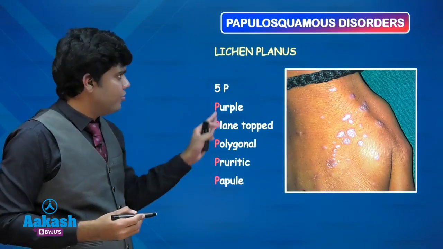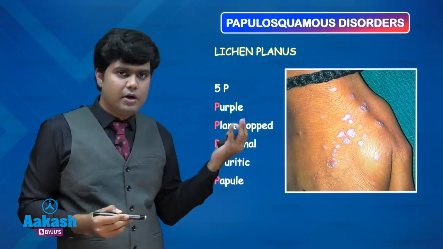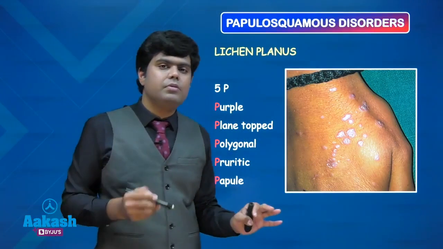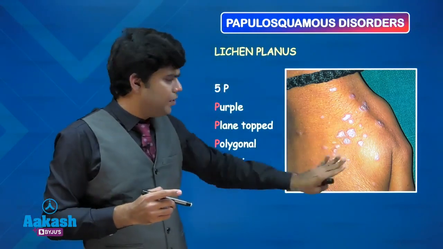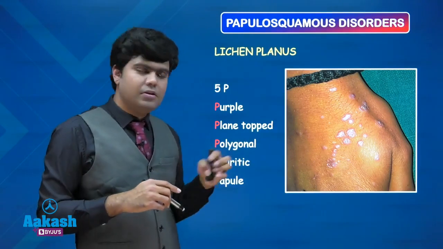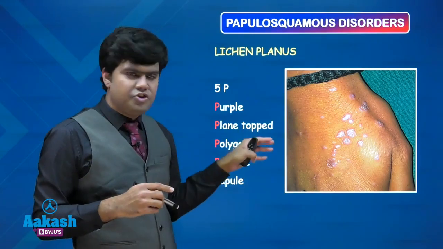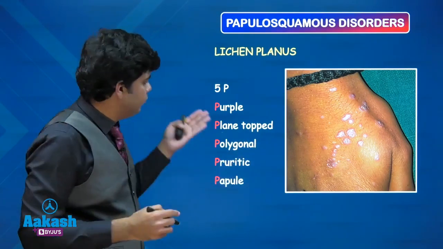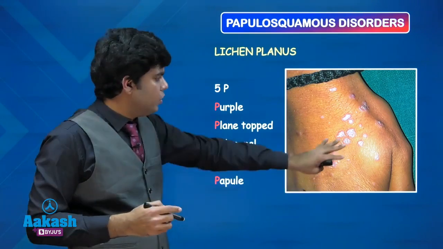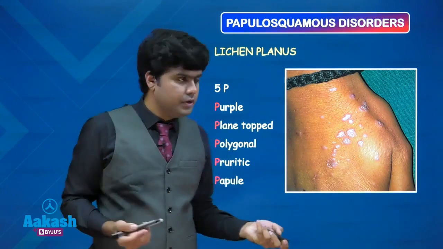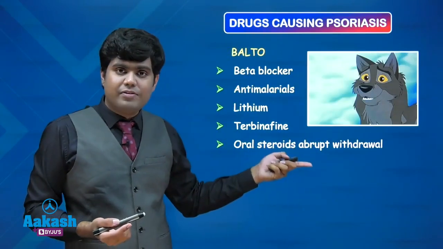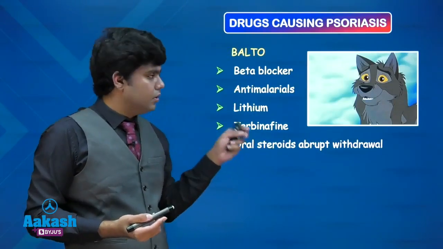So this has been written in multiple books through ages. 5 P's of lichen planus. Please tell me right now. 5 P's of lichen planus. Purple, plain top, pruritic, polygonal, papule. Right? So purplish, plain top, flat surface, pruritic, itchy, polygonal in shape, and papules. Simple. So 5 P's of lichen planus. So they can give you a case scenario and ask you the diagnosis. So it is lichen planus. Pretty simple.